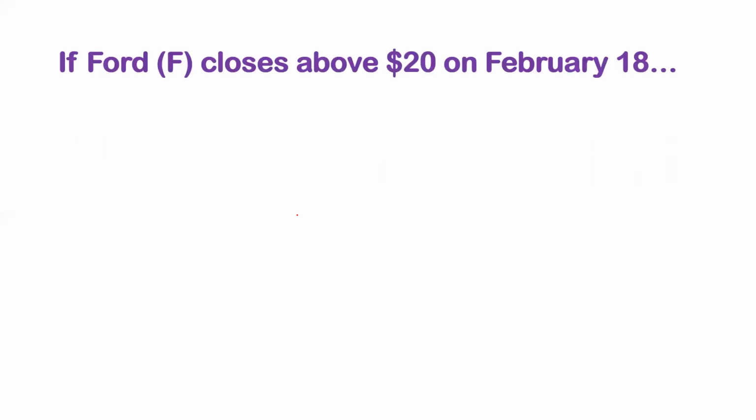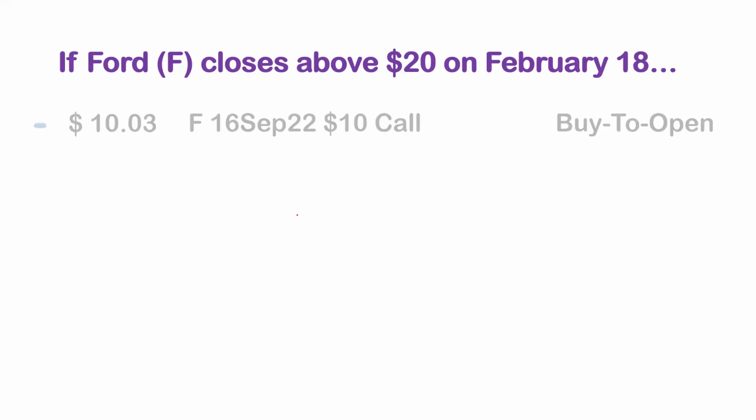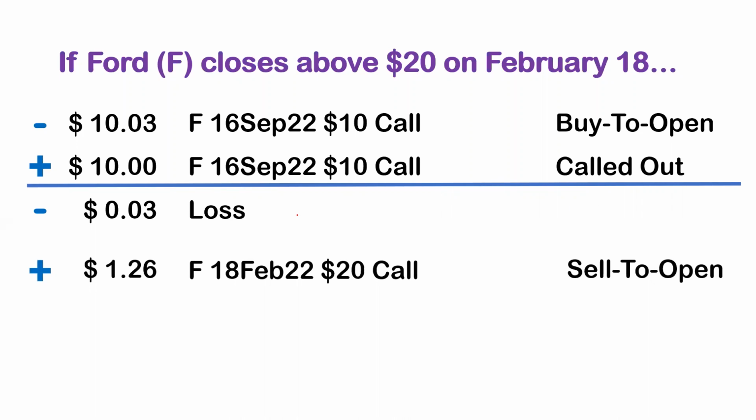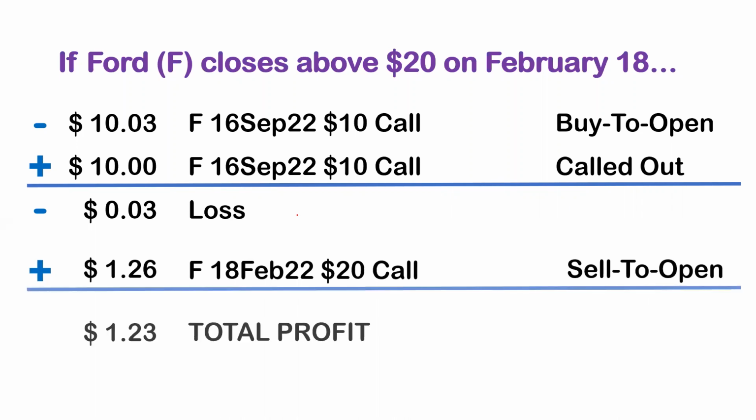Now, if Ford closes above $20 on February 18th, I have to make sure I exercise the back month option. So I get the $20 from the front month, I exercise the back month, and I wind up getting the difference. So the difference between 20 and 10 is 10. So in this case, I actually paid $10.03. I only get $10 back. So I actually have a small loss of 3 cents. But don't forget, I collected $1.26 up front. So I get $1.23 of profit. And because I spent a lot less on this trade, I'm walking away with 14% ROI.